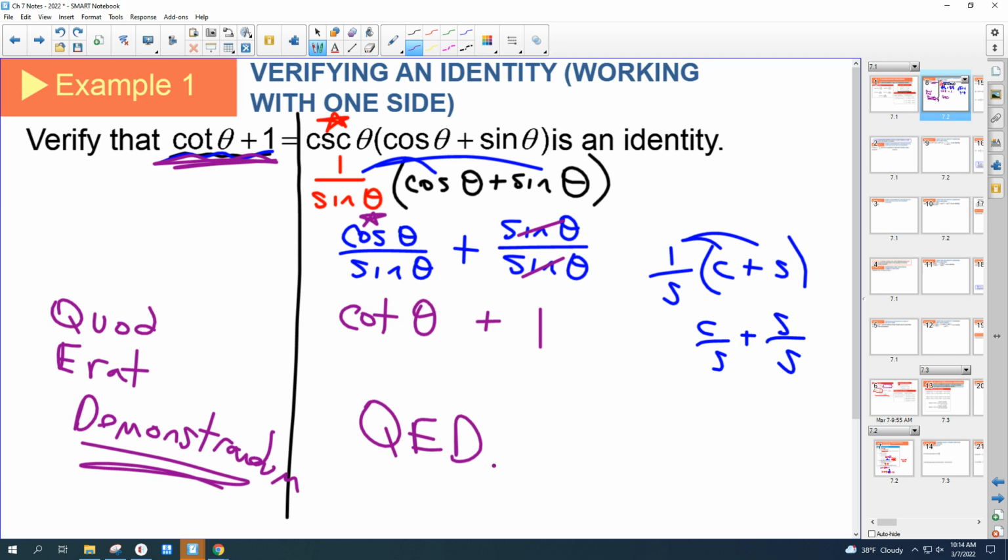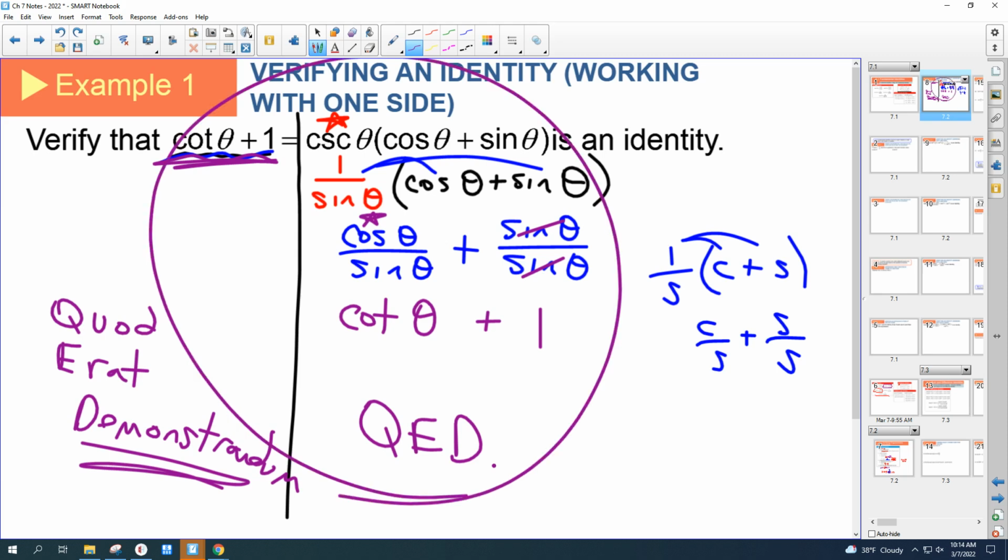All right. So if you think about this as a proof, I don't want you to circle anything, but if you did, you'd circle the whole thing. The whole thing is the answer. Don't circle the thing at the bottom. The whole thing, the proof, that's your answer.